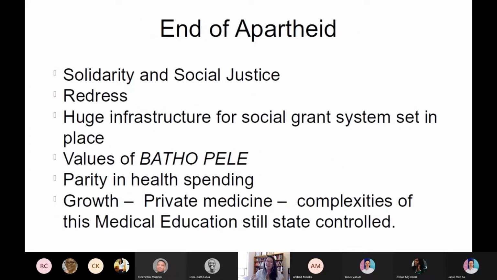And at the end of apartheid, solidarity and social justice are seen as part of medicine, part of the key elements of health, the values of Batho-Pele, health for all, parity in health system. And at the same time, the growth of private medicine is going to be yoked to or tied to better health justice for all. There is an idea during Mandela's presidency that we can achieve both excellent pockets of private medicine alongside the acceleration of outstanding public health goods for the whole country with respect and dignity and human rights at the center. Next slide, please.